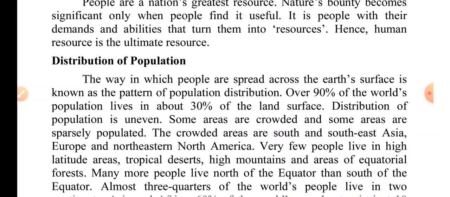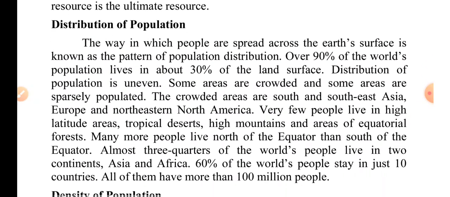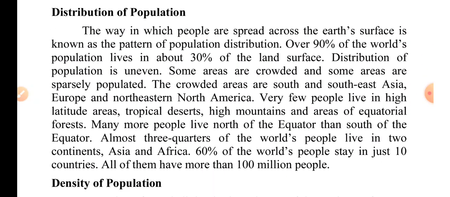Here comes your first subtopic, distribution of population. The way in which people are spread across the Earth's surface is known as the pattern of population distribution. Over 90% of the world's population lives in about 30% of the land surface. Distribution of population is uneven. Some areas are crowded and some areas are sparsely populated.